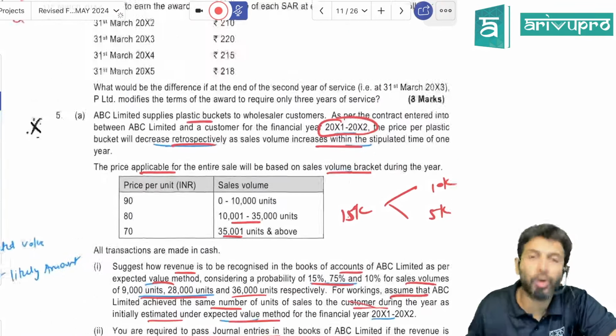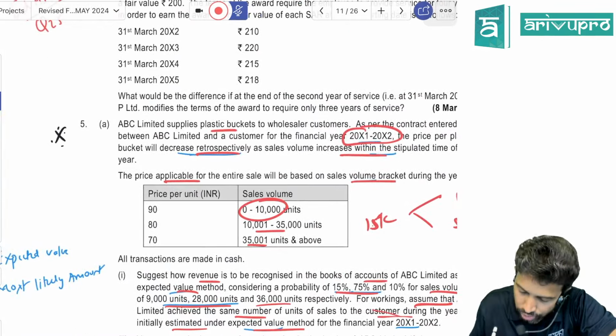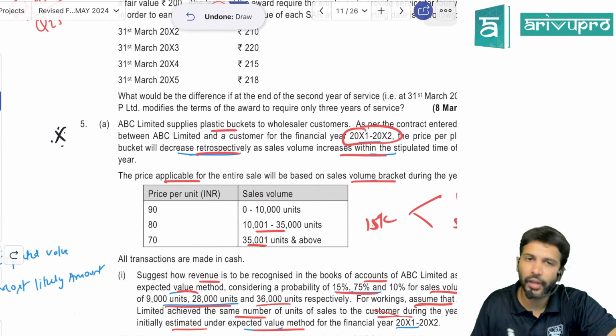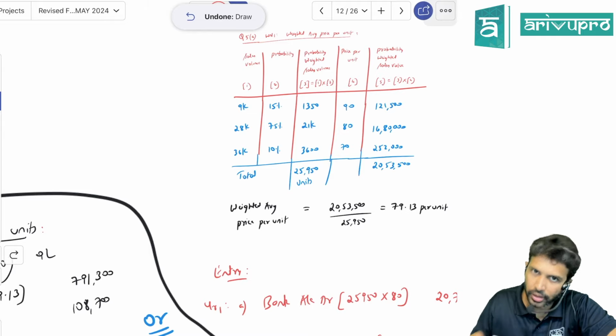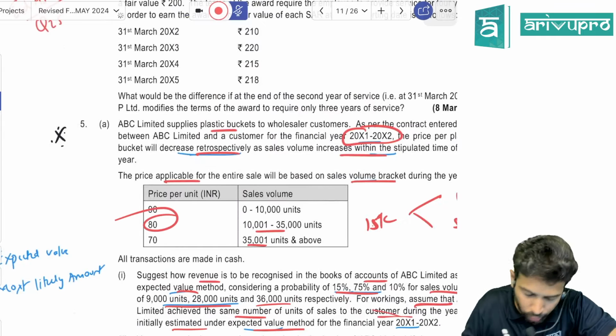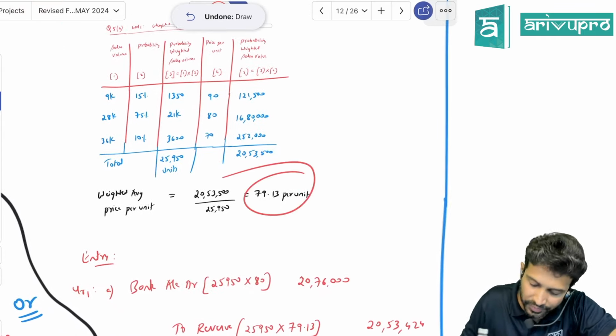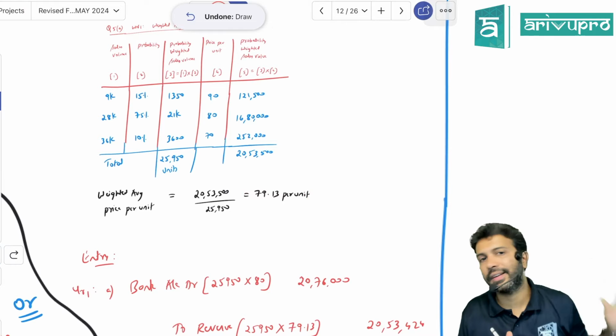Now there is a slab. They have given three slabs: up to 10,000, 10,000 to 35,000 and more than 35,000. Now we are estimating that he will buy 25,950 units. And don't take the price to be 80 over here. We have already found the weighted average price, which is 79.13. So revenue will be booked at 79.13.